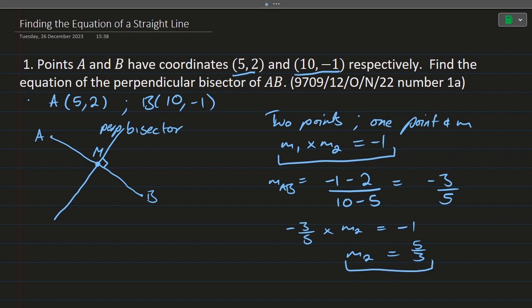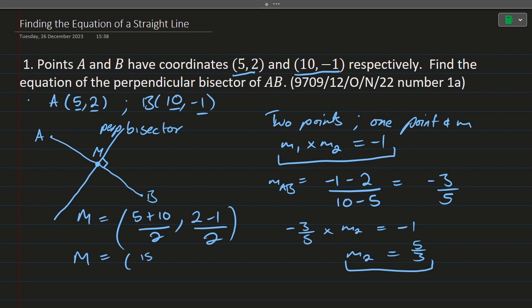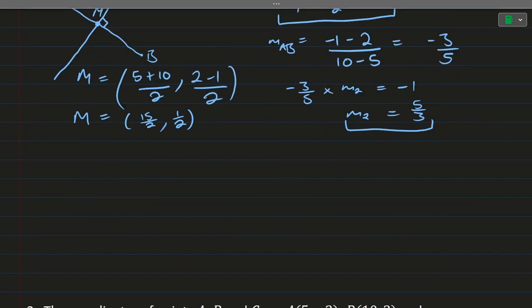Now we also need to find the midpoint of the line AB. So that's m is equal to x1 plus x2 over 2, comma y1 plus y2 over 2, that's 5 plus 10 over 2, comma 2 minus 1 over 2. So the coordinates of the midpoint are 15 over 2 and 1 over 2. So now that we have a point that lies on the perpendicular bisector as well as its gradient, we can find the equation of the perpendicular bisector.